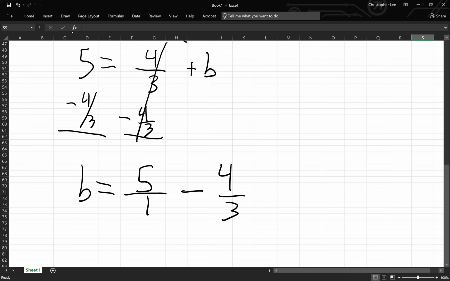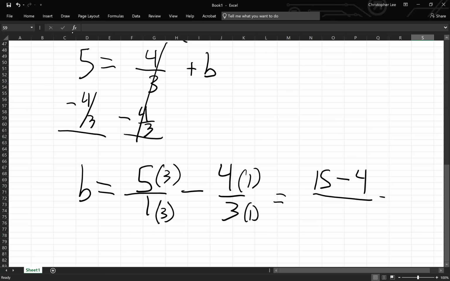how do I change the 1 into a 3? Times 3, right? But what I do to the bottom, I do to the top. How do I change a 3 into a 3? Times 1, right? But what I do to the bottom, I do to the top. Right? So this is what? 5 times 3 is 15. Minus 4 times 1 is 4/3. What's that? 11/3? That's your B.